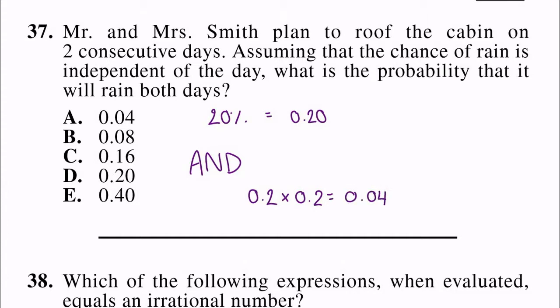If it was, what's the probability that it rains the first day or the second day, we would add. So remember, for or we add, and for and we multiply when it comes to probability.